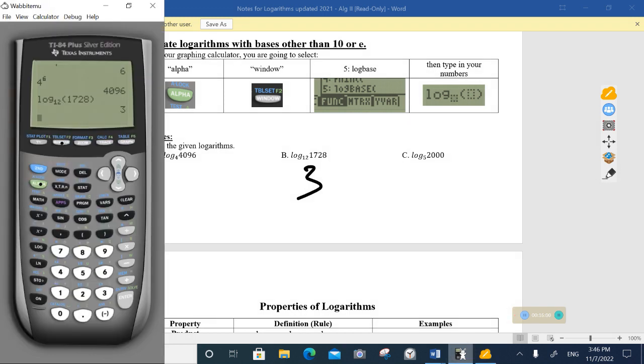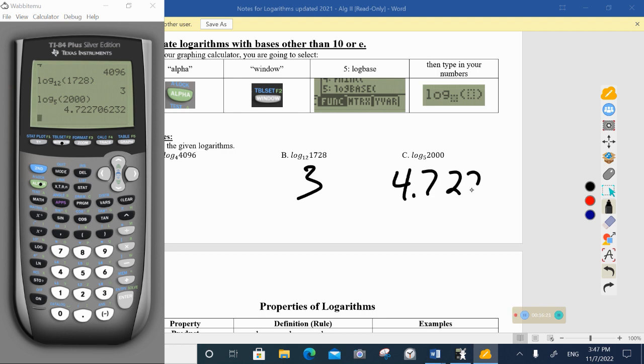And let's go back and do the last one. Log base 5, so it's a different base. So alpha window 5. Log base 5 of 2000. And this one we would have to round, so we're going to get 4.722, and that rounds to 7. And since I approximate that, that would be little squiggles for approximately. If it exactly equaled it, you'd use an equal sign like that.